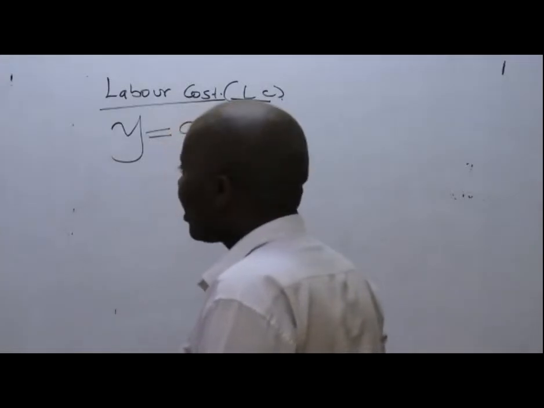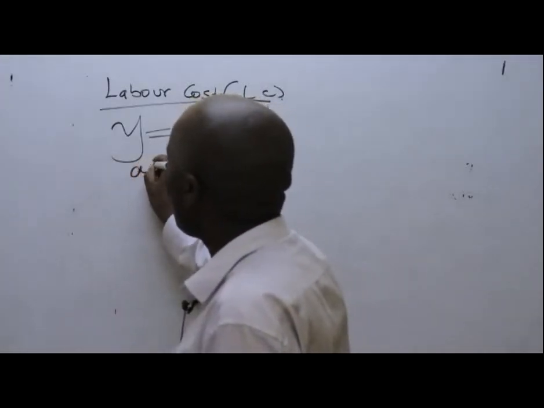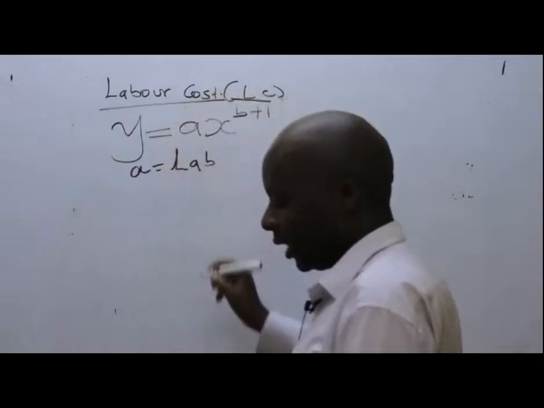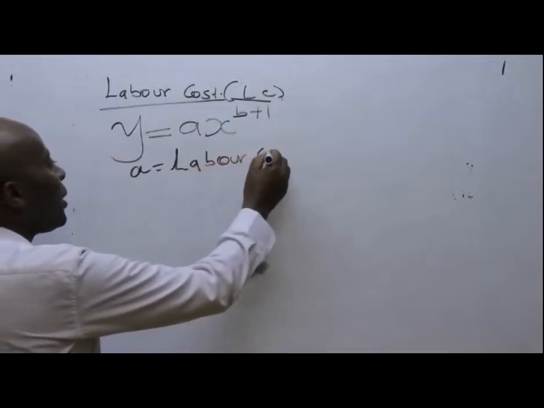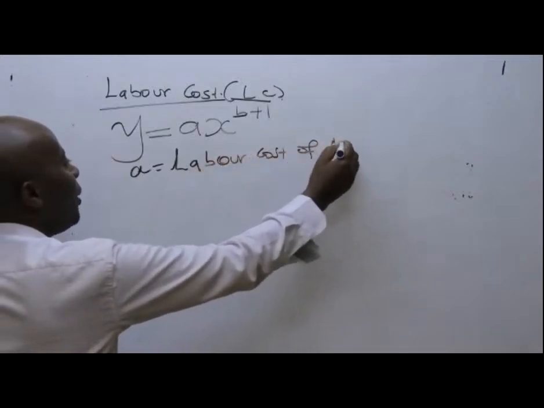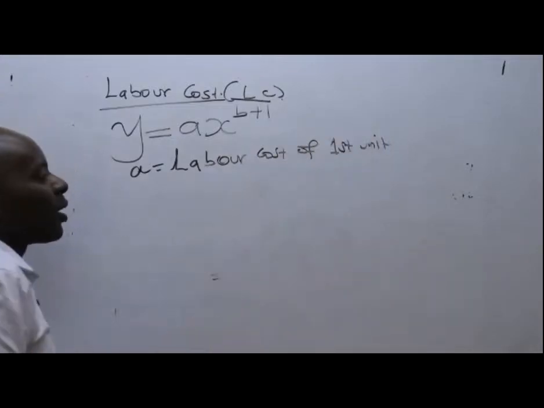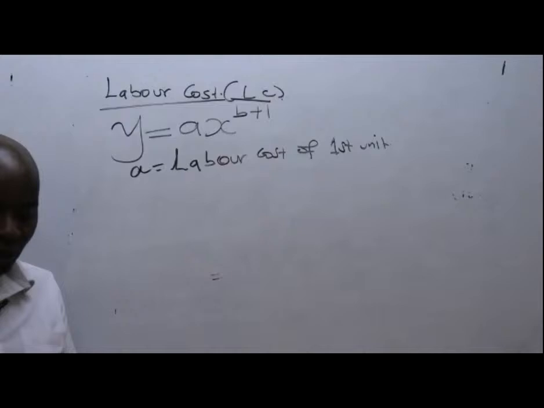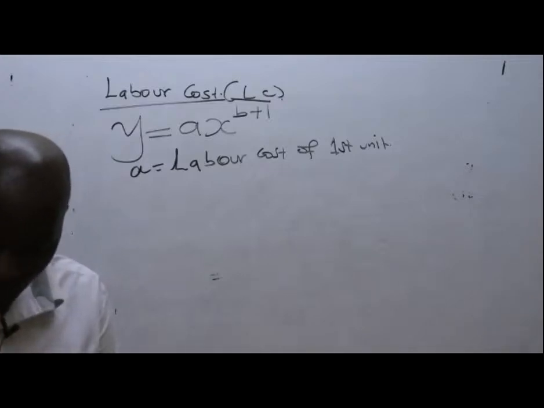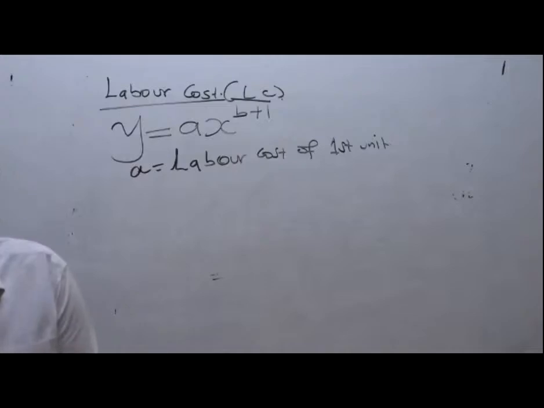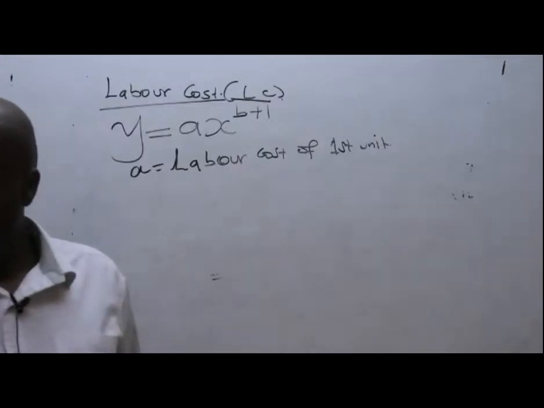Now, ladies and gentlemen, remember that A is the time taken, or the labor cost, of the first unit. Like in this question, they have told us something to do with the first unit. What have they told us?